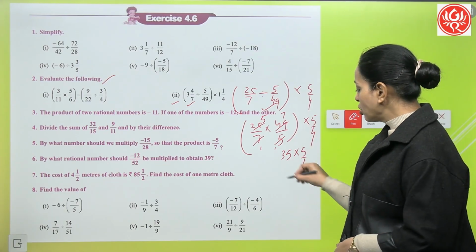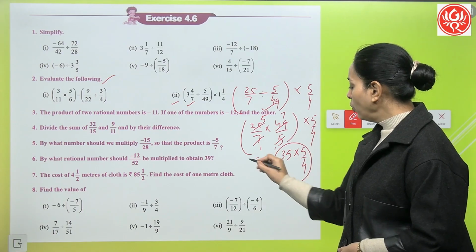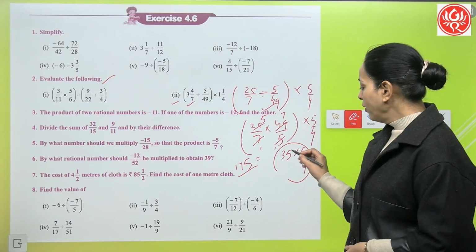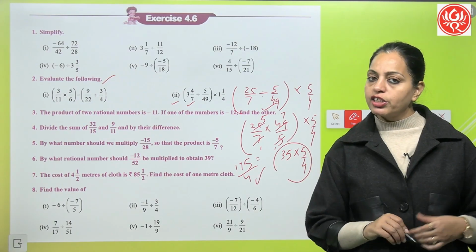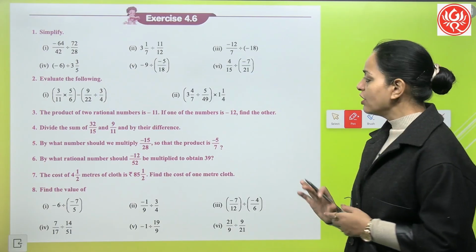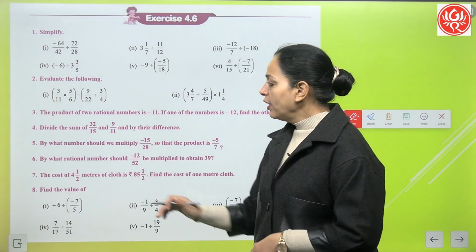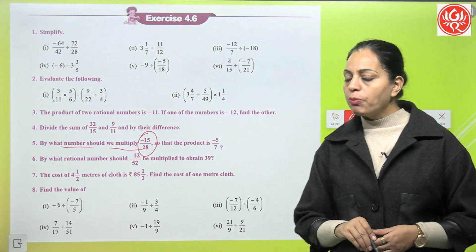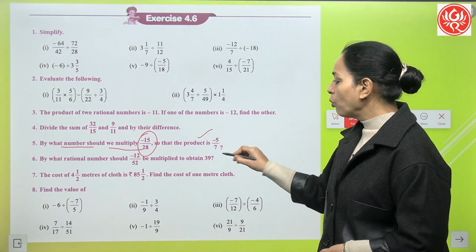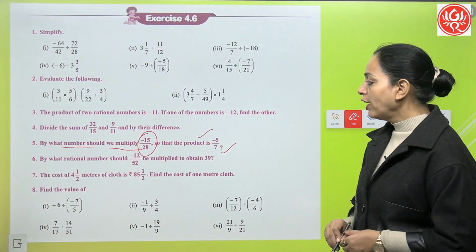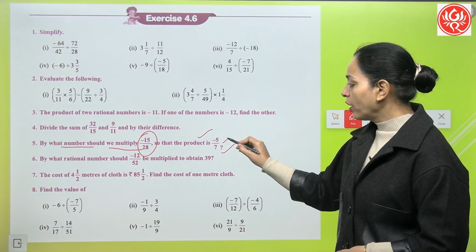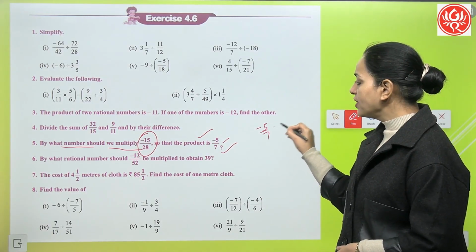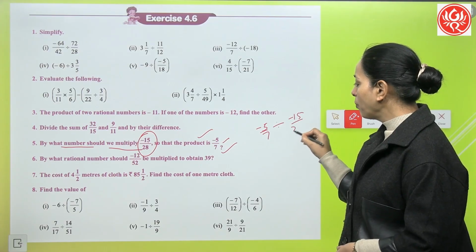So now no cancellation, we will multiply. What will you get? 175 upon 4. Now you can convert into mixed one. So I hope this is clear to you. Right, now here the fifth question, by what number should we multiply minus 15 upon 28 so that the product is minus 5 upon 7? That means we will divide the product by this number. So minus 5 upon 7 divided by minus 15 upon 28.